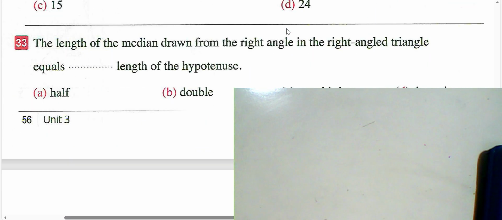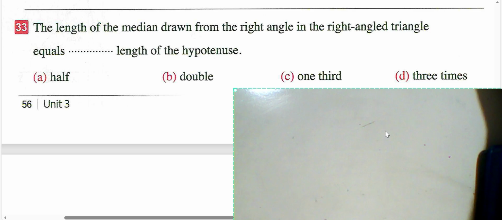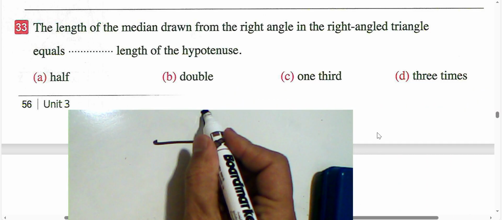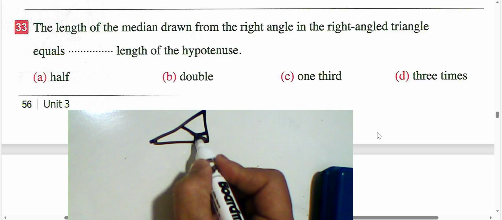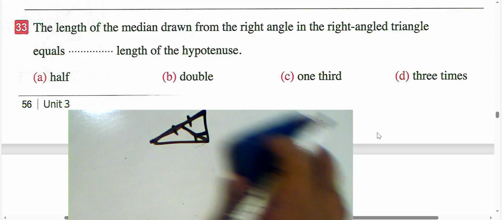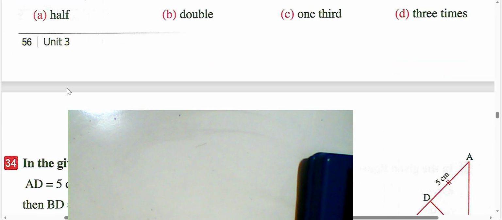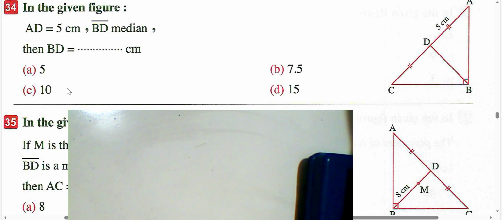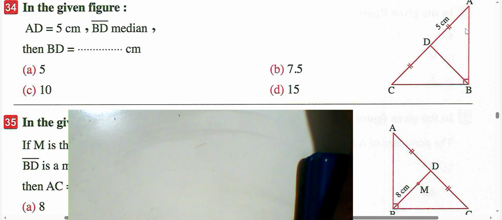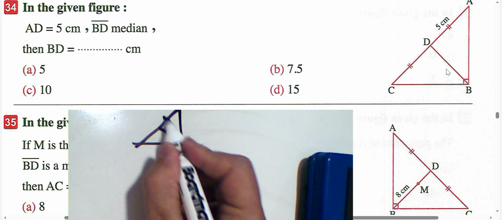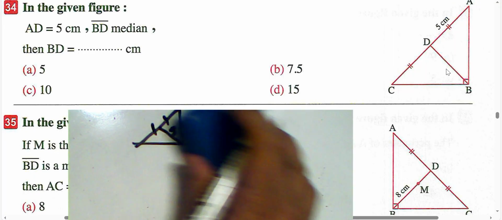Next example. The length of the median drawn from the right angle in a right triangle equals half the hypotenuse. We call this the median in a right angle triangle, half of the hypotenuse. Half. Choose letter A. Number 34. ED equals 5 centimeters, and BD is the median. Then BD is half of the hypotenuse, so it will be 5 centimeters also.